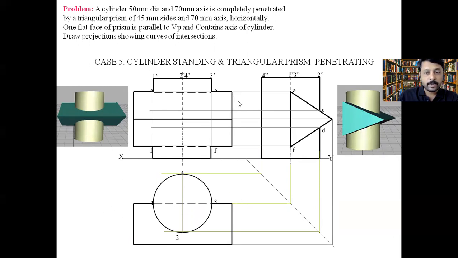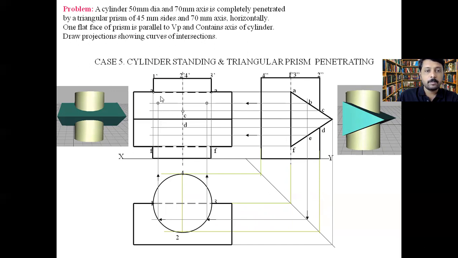Name the points and take the projection once again like this, and we got these points of intersection. Just put the points over there and complete the curve of intersection like this. So this is how the cylinder which is penetrated by a triangular prism can be seen.